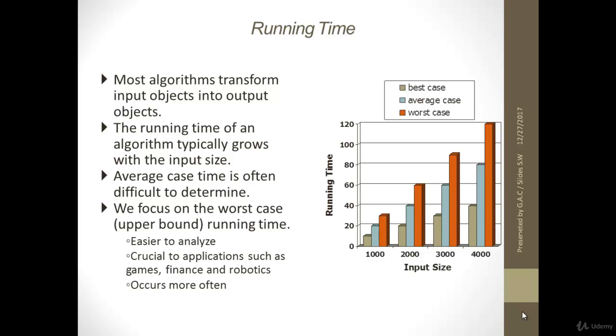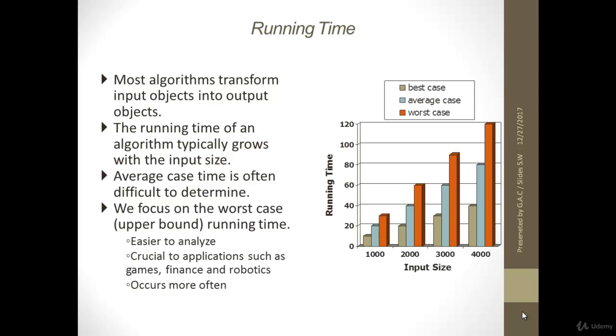Average case time is often difficult to determine. So we focus on the worst case, or the upper bound running time. It's easier to analyze, crucial to applications such as games, finance and robotics, and occurs more often. From the graph you can see the worst case takes more time, the best case, the happy day scenario, takes less time, and we take the average as the average case. The x-axis is input size, the y-axis is running time.